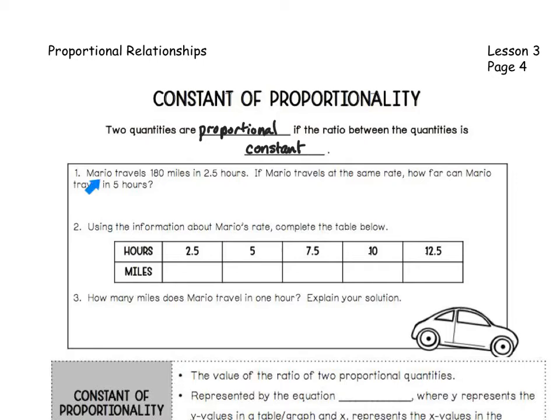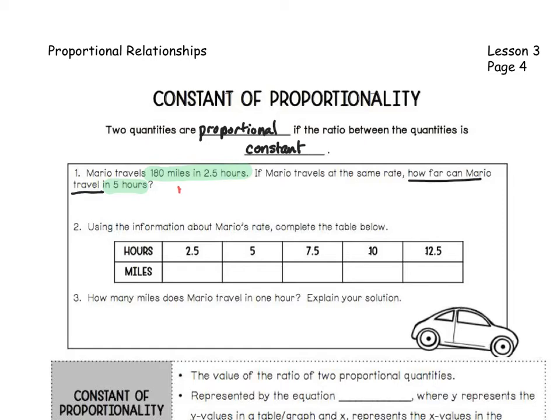In our first problem, it says Mario travels 180 miles in 2.5 hours. If Mario travels at the same rate, and that's important because it means it's constant, how far can Mario travel in 5 hours? So they've now given us enough information that we can make a proportion. So the question we're trying to answer is how far can Mario travel, meaning distance, in this case miles, in 5 hours. So let's set up a proportion to do this.